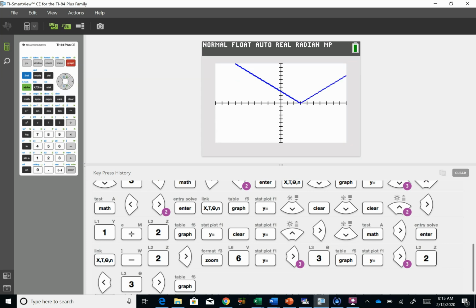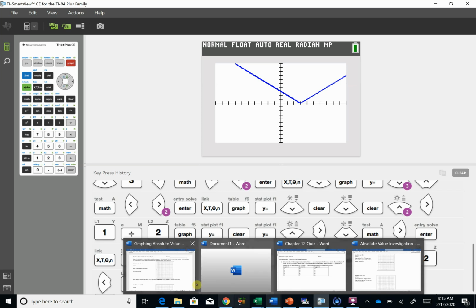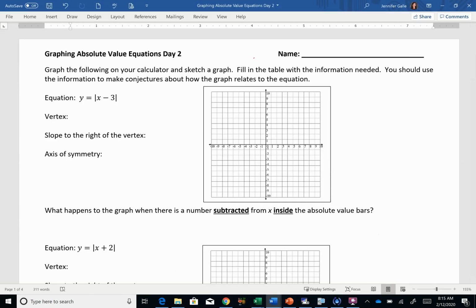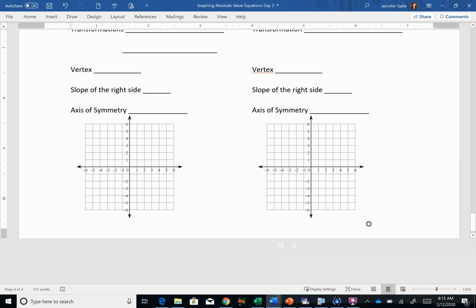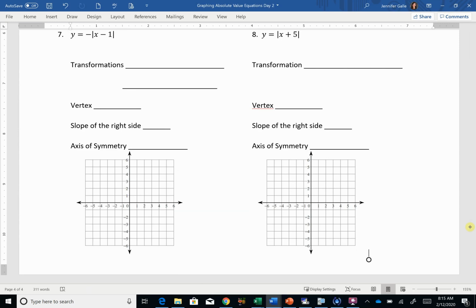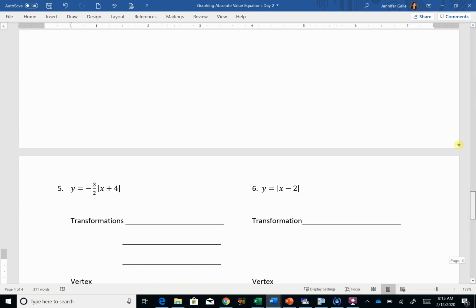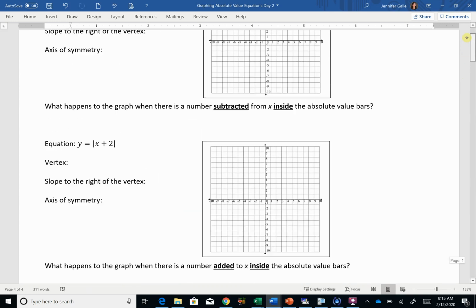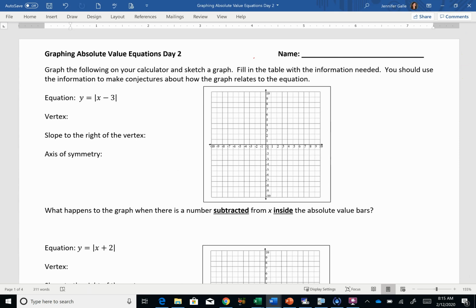And we see our graph has shifted 1, 2, 3 places to the right. That vertex point is now 3 places to the right. So if we go back to our packet, now that we graphed the right equation, the vertex point has gone to the right 3. 1, 2, 3.